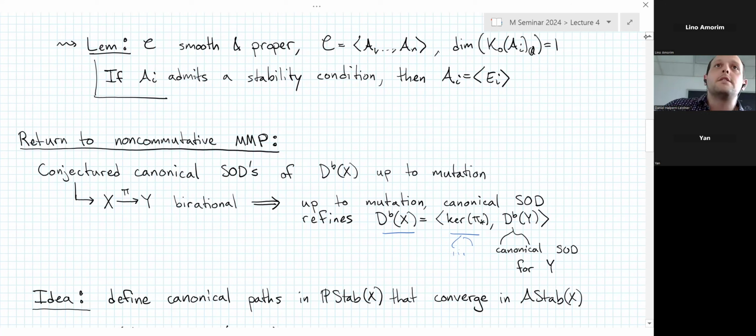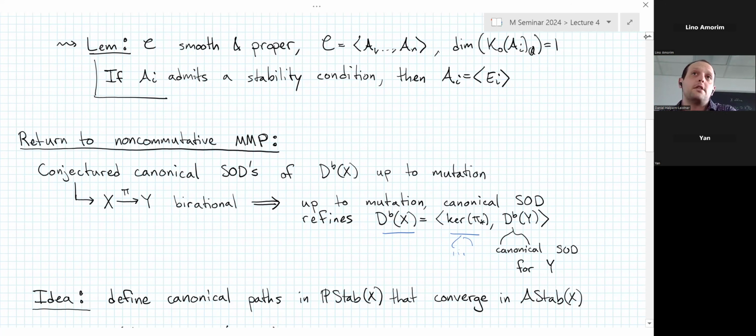Over the last couple of years, you can motivate them from non-Calabi-Yau mirror symmetry, again from this LG perspective: if you have a non-Calabi-Yau variety, its mirrors may be some kind of LG model. Then the LG model, if you scale the potential, will have these canonical semiorthogonal decompositions for the Fukaya-Seidel category. So it's motivated by mirror symmetry.